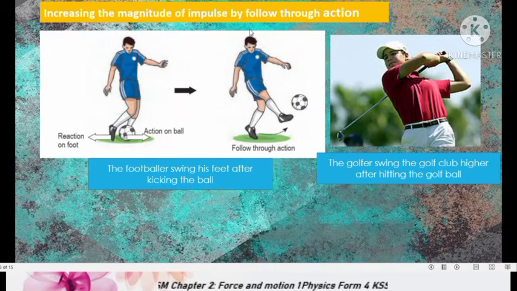Now we want to discuss the concept of follow-through: increasing the magnitude of impulse by follow-through action. How to increase the magnitude of impulse? For example, you can see this footballer kicks the ball, but he swings his feet after kicking the ball. This action, swinging his feet after kicking the ball, we call follow-through action. Same thing, this golfer swings the golf club higher after hitting the golf ball. This we also call follow-through action.